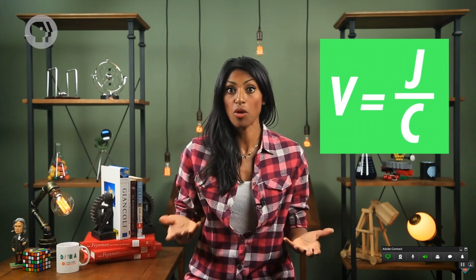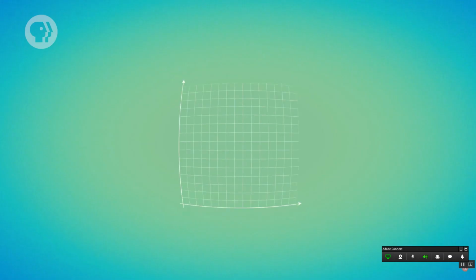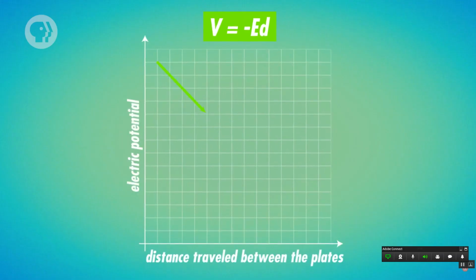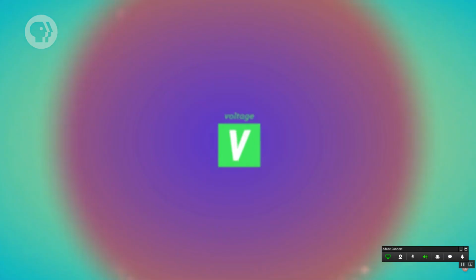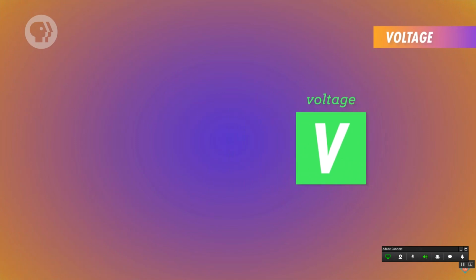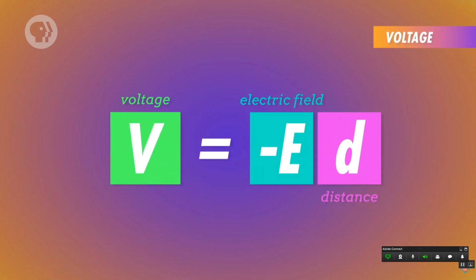Now, the units of electric potential are joules over coulombs, more commonly known as volts. And the electric potential difference is also called voltage, which is another way of describing a drop in electric potential. When we express it mathematically, voltage is equal to the negative electric field times the distance between the capacitor plates. Okay, we've used our hypothetical positive test charge to describe how much voltage is present across the charged capacitor.